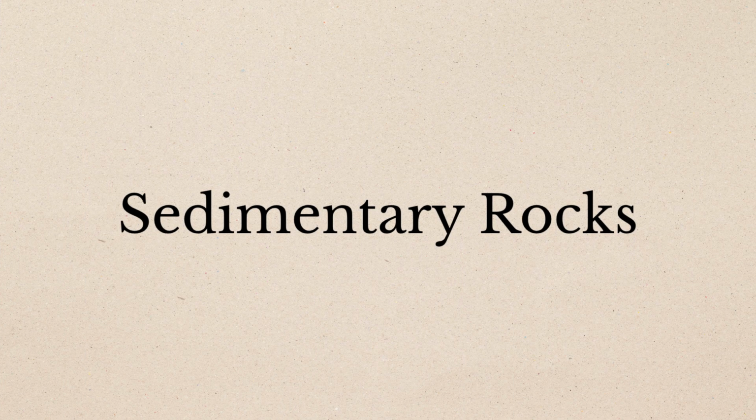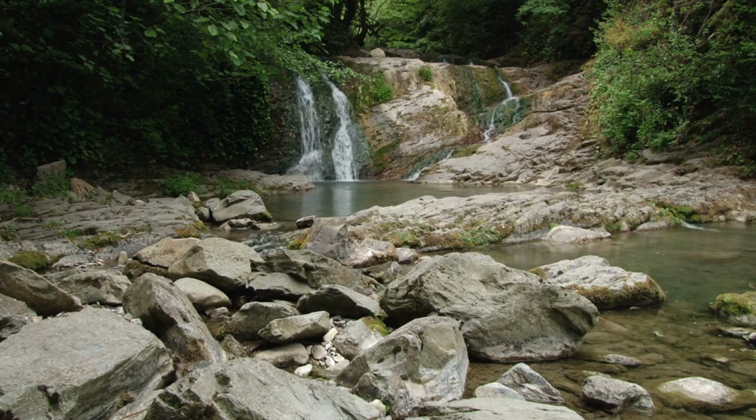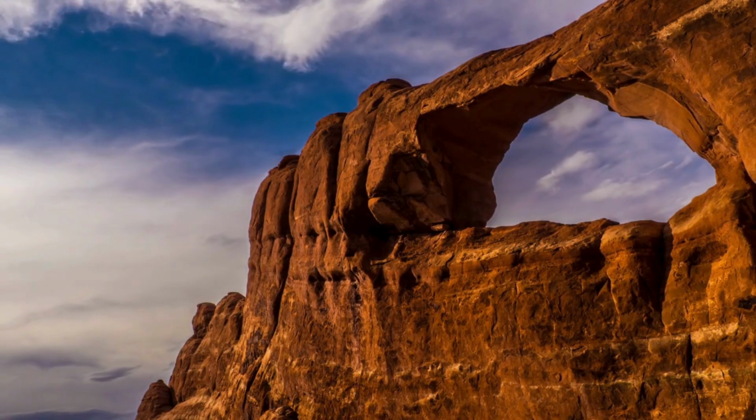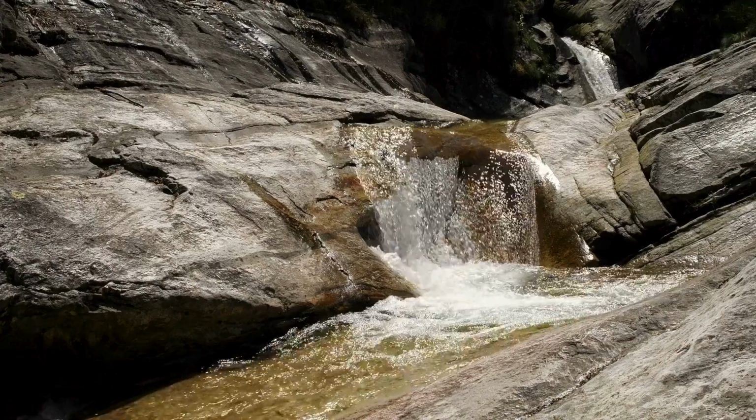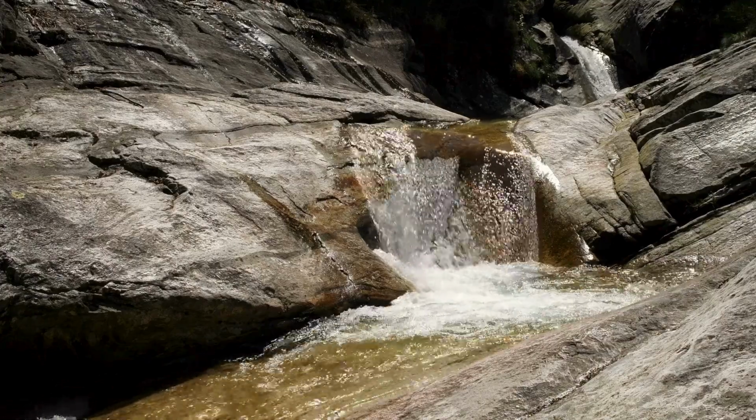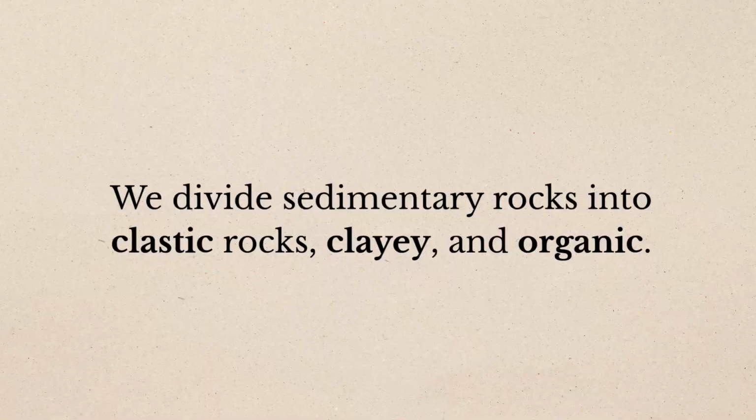Second, sedimentary rocks. These rocks form from sediments like sand, mud, or the remains of living organisms. Over time, these materials are compressed and cemented together. Common examples include sandstone and limestone. Sedimentary rocks often contain fossils, remains of ancient plants and animals. We divide sedimentary rocks into clastic, clayey, and organic.